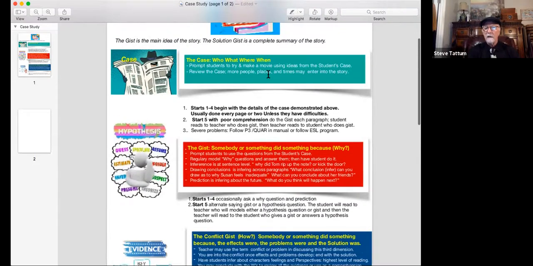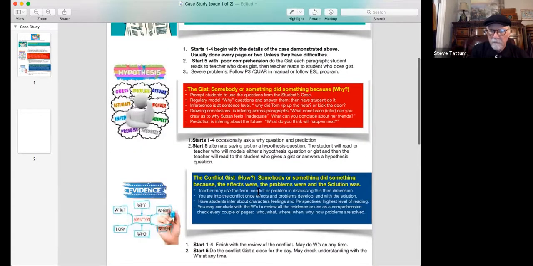So these three parts, once the child understands this, I can at any point say, well, the gist is enlarged. Give me the gist now. We're now in the conflict. Give me the conflict now. Let's go back to the case. So we have these three things that I can come back to that really cover all the components of the comprehension cycle. Now, when I'm at the conflict, I mentioned teacher may use the term conflict or problem in discussing this third dimension. Some of my teachers felt problem was better for younger kids. The problem gist, okay? It's up to you.